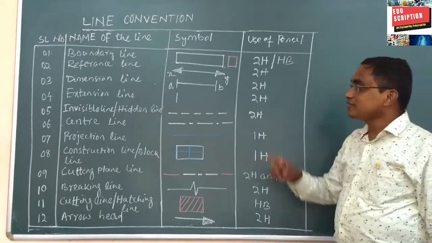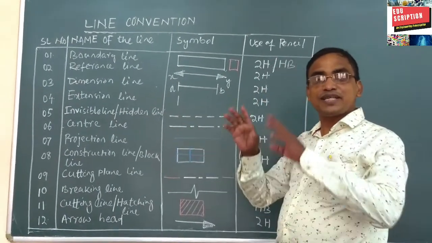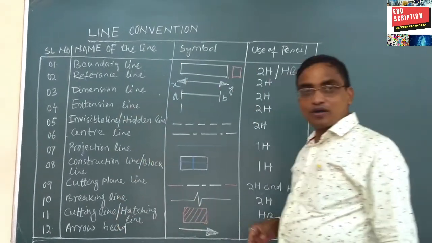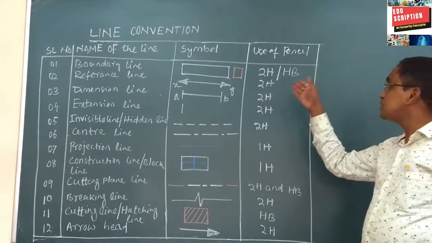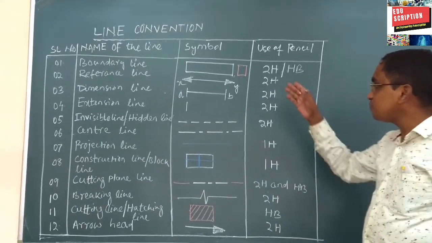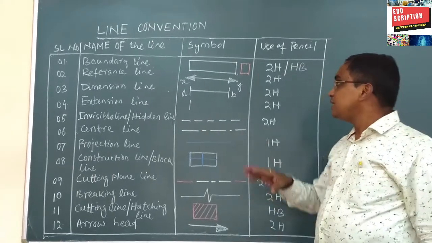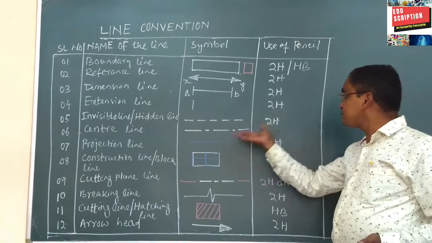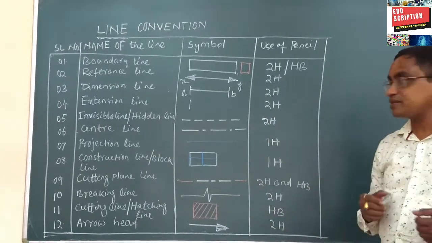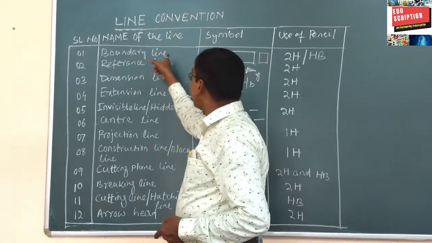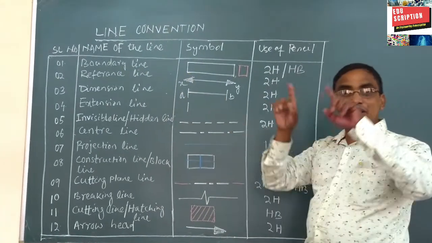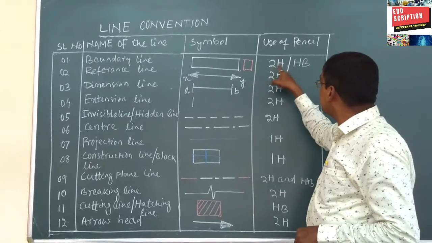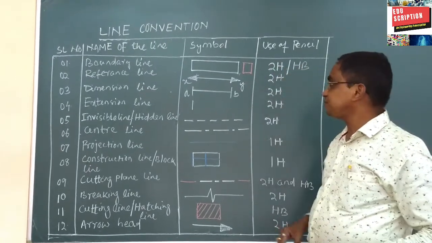Line convention is very important from the engineering drawing point of view. Which lines you will draw, which pencil you will use for those lines, and what are the symbols of various lines. It indicates a clear picture of different lines, their symbols and use of pencils. First one is the boundary line. You have to draw the boundary line of your drawing sheet. For that, you may use a 2H pencil or an HB pencil.